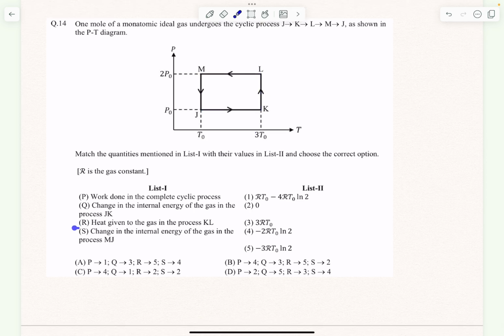If you read option S first, they're saying the change in internal energy of the gas in process MJ. Now MJ is an isothermal process. Isothermal meaning temperature is constant, right? Now internal energy is a function of the temperature. So if the temperature is constant, then the internal energy remains unchanged. So the change in internal energy of the gas in process MJ should be 0. So S would match with option 2.